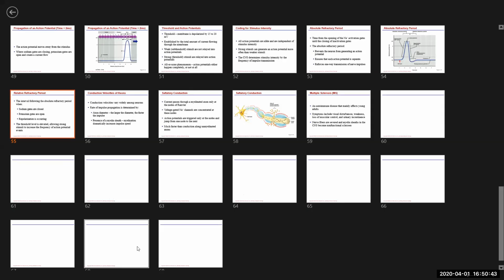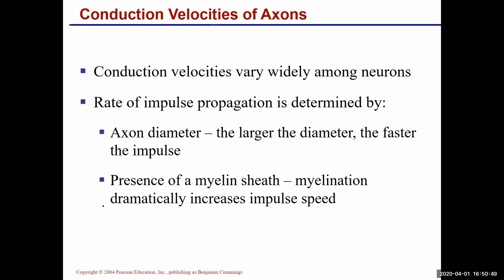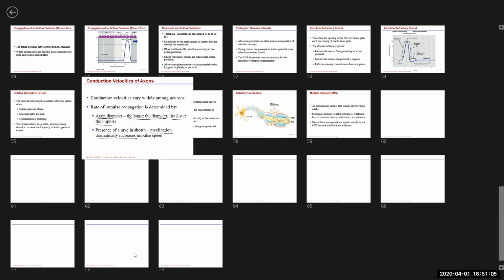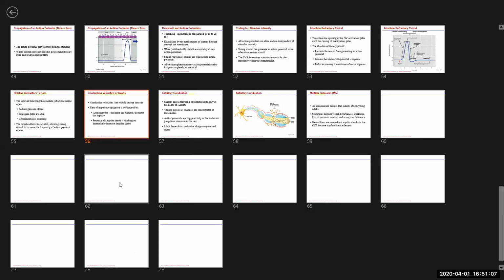Moving right along, interestingly enough, the diameter of the axon is important as well. In other words, the larger the diameter of the axon, the faster the impulses. Also, if they are heavily myelinated, then the impulses are going to be faster as well. So for that, we can go ahead and take a look at an illustration to show this.